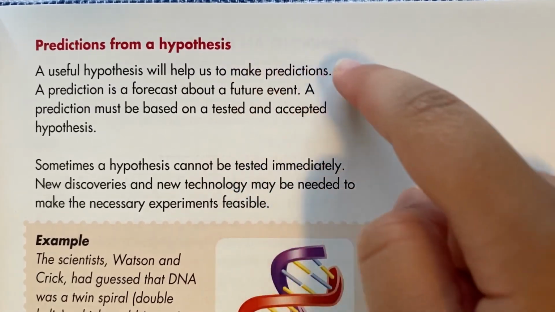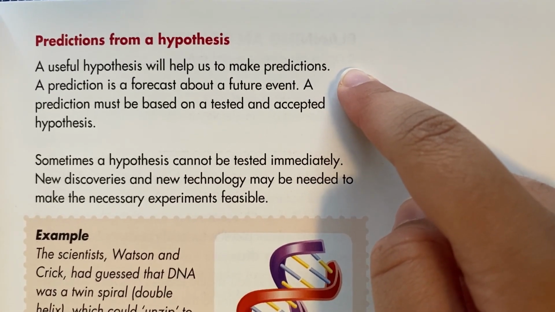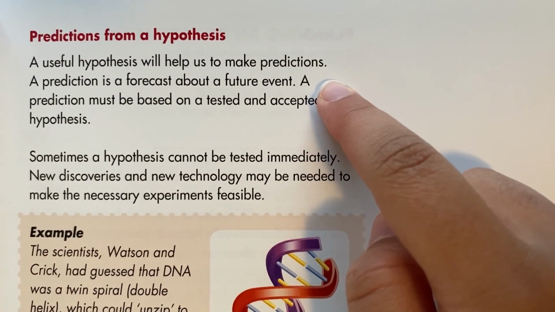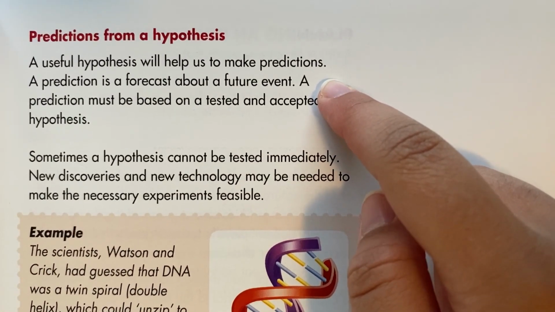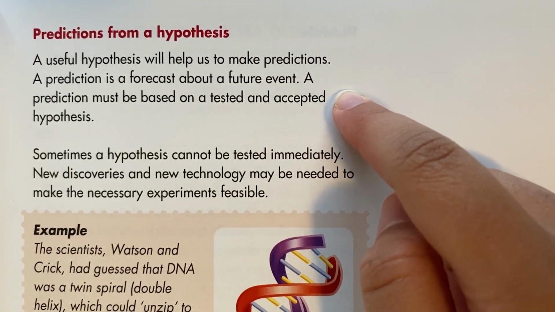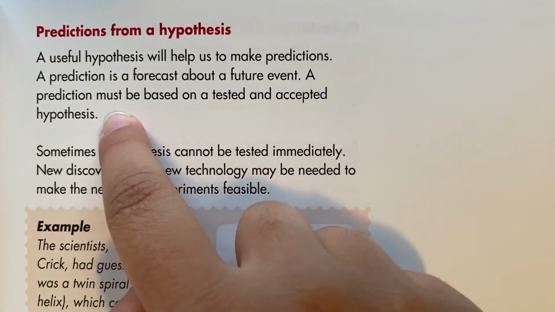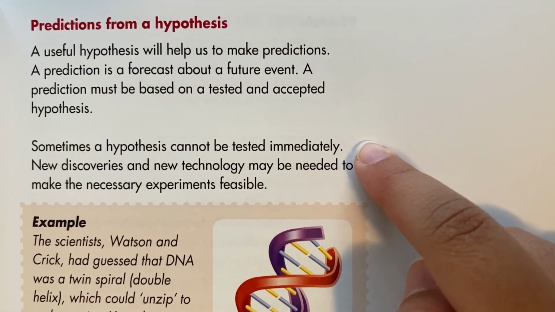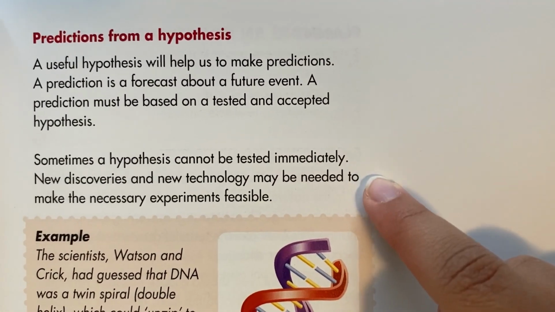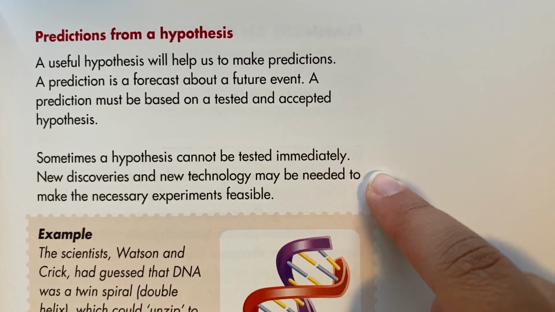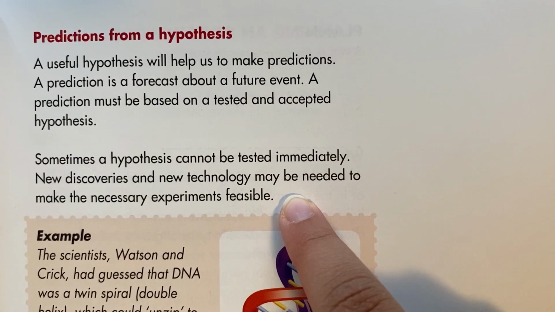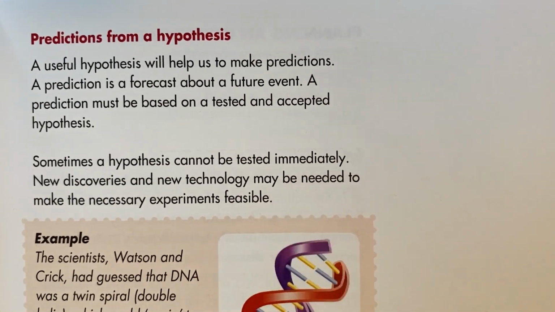Predictions from a hypothesis. A useful hypothesis will help us to make predictions. A prediction is a forecast about a future event. A prediction must be based on a tested and accepted hypothesis. Sometimes a hypothesis cannot be tested immediately. New discoveries and new technology may be needed to make the necessary experiments feasible. Feasible means something you can do without too much difficulty. For example, if reading in the dark isn't feasible, turn on a light.